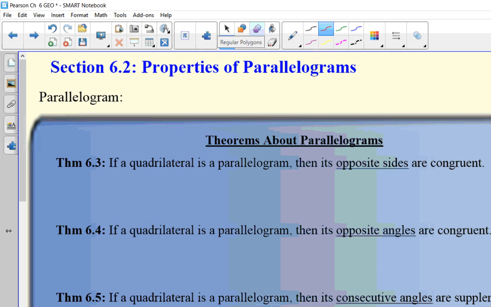Okay, everybody, this is chapter 6, section 2. It's properties of parallelograms. So if you guys would mind, please writing the word parallelogram, and then I'm going to have to write the definition for you.